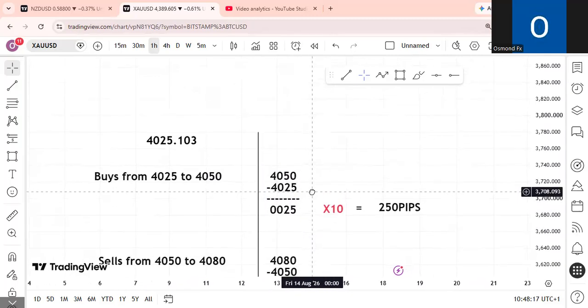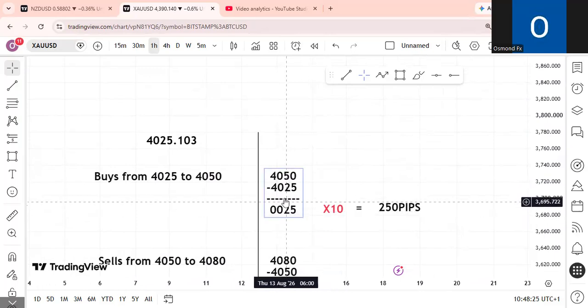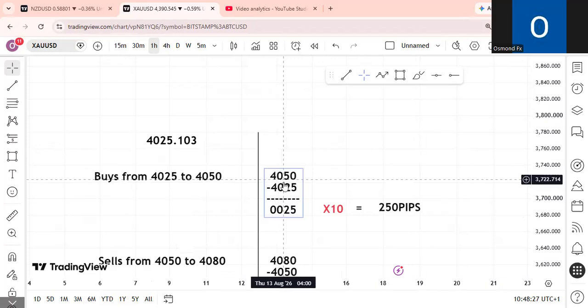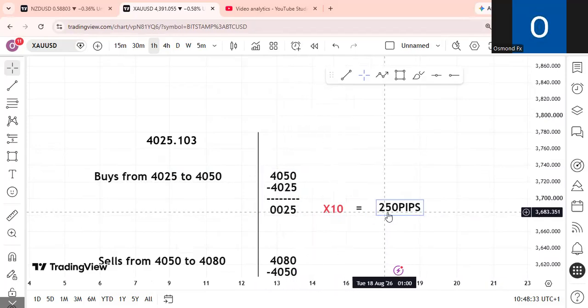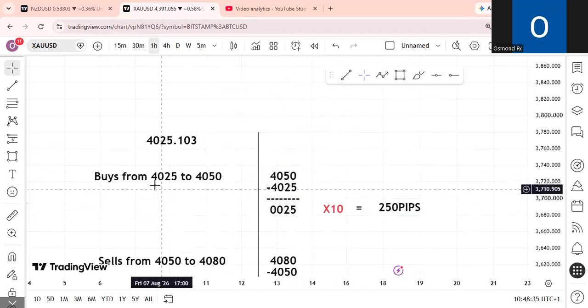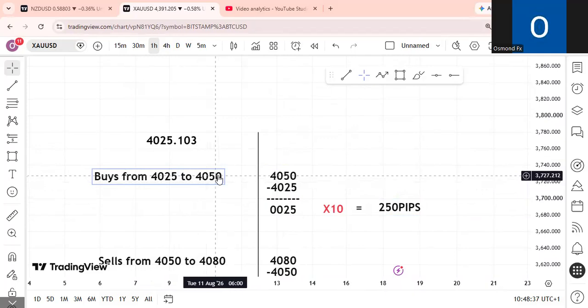This is the formula I use to calculate pips faster. This is the formula that I developed. Once you have subtracted the smaller number from the higher number, you multiply your answer times 10, and it's going to give you 250 pips. So this means that gold has already moved 250 pips.